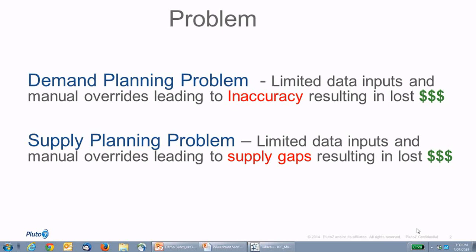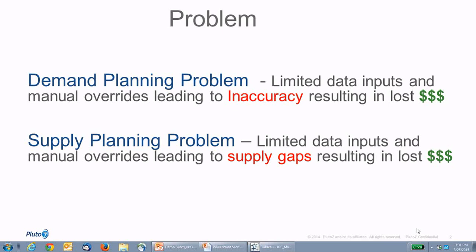When it comes to demand planning, call it forecasting or demand sales planning, the inputs that you feed in drive the quality of the output. And many times, if the quality of the output, which is the forecast output, is not accurate, then you end up with manual overrides, whereby you lose revenue potential.